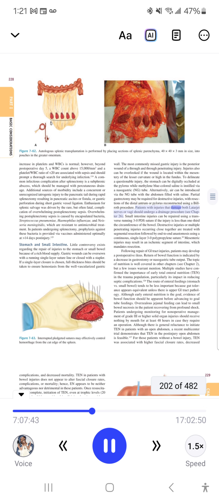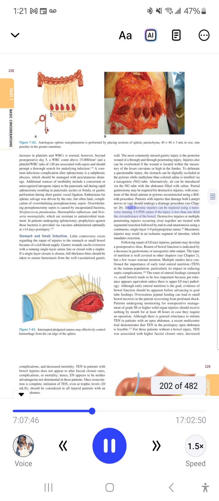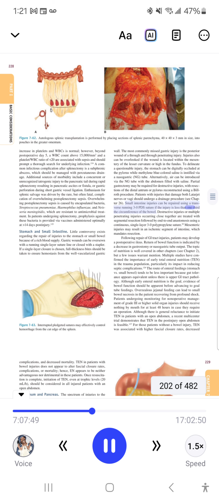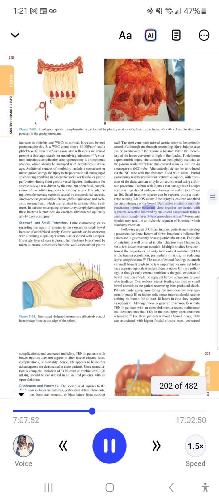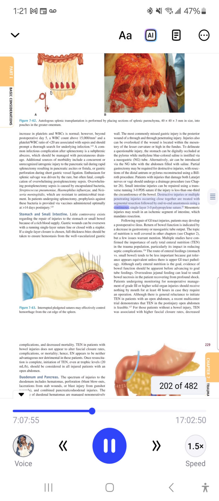Patients with injuries that damage both lateral nerves or vagi should undergo a drainage procedure. See Chapter 26. Small intestine injuries can be repaired using a transverse running 3/0 PDS suture if the injury is less than 1/3 the circumference of the bowel. Destructive injuries or multiple penetrating injuries occurring close together are treated with segmental resection followed by end-to-end anastomosis using a continuous, single-layer 3/0 polypropylene suture.